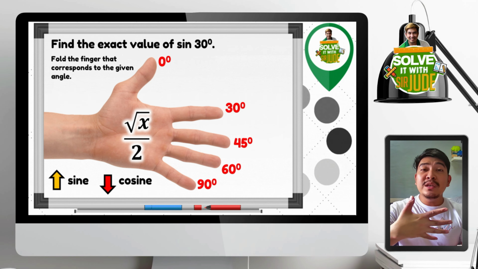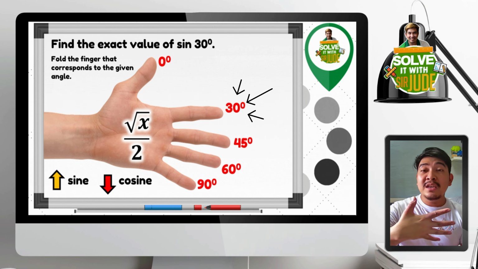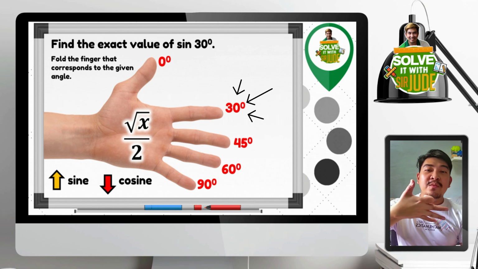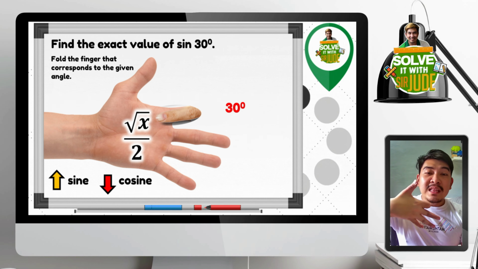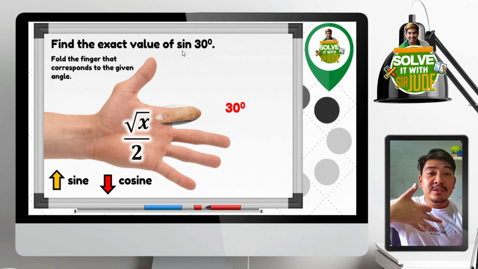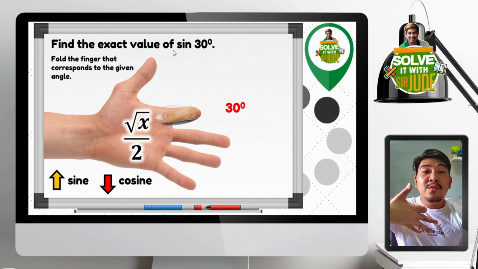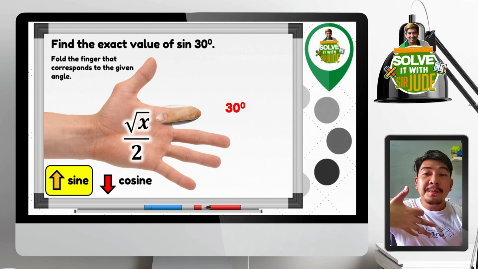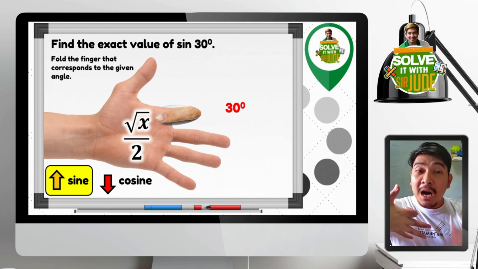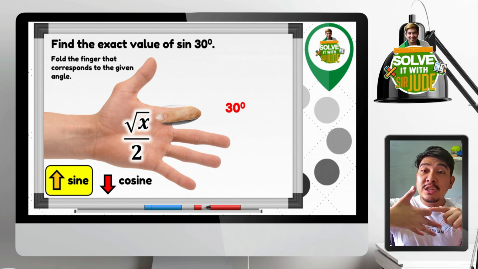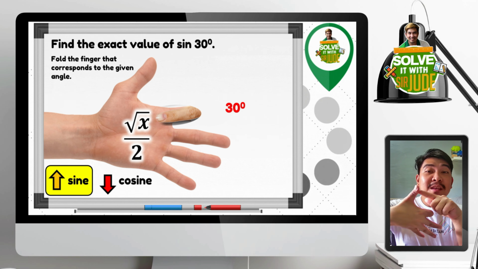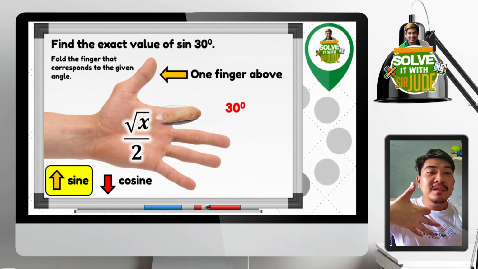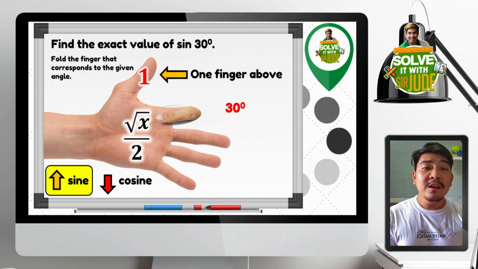So the first thing that we should do is to fold the finger that corresponds to the given angle. 0, 30. So i-fold natin yan. Then we need to consider the trigonometric ratio that we are going to use. So we are finding sine. Therefore, we need to take a look at the fingers above the given angle, which is 30 degrees. So ilan ang nakatayo? So we have one finger. So that one finger will go inside the radical symbol.